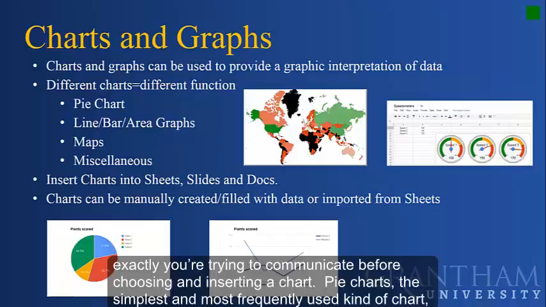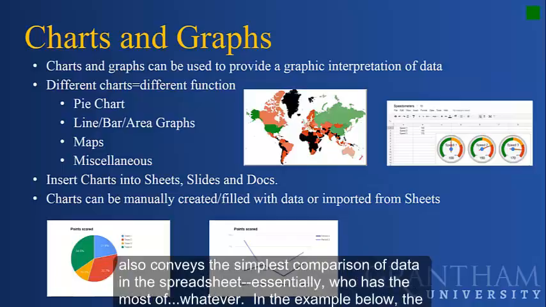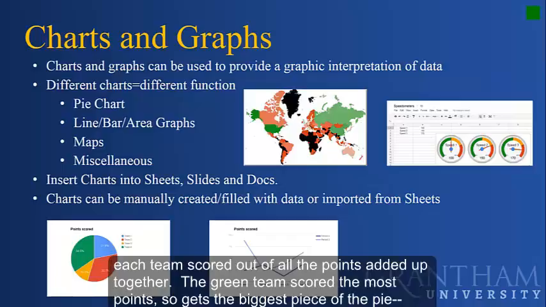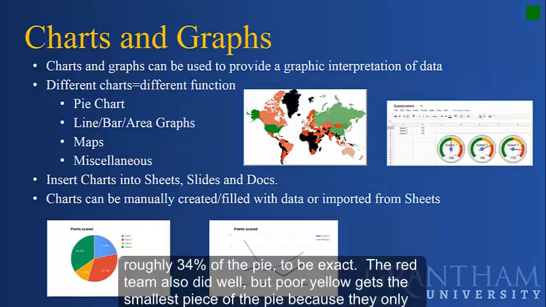Pie charts, the simplest and most frequently used kind of chart, also convey the simplest comparison of data in the spreadsheet. Essentially, who has the most of whatever. In the example below, the pie chart shows 4 teams, with each team represented by a color, and divides up a circle into pie pieces based on the number of points each team scored out of all of the possible points. The green team scored the most points, so gets the biggest piece of the pie, roughly 34% of the pie to be exact.